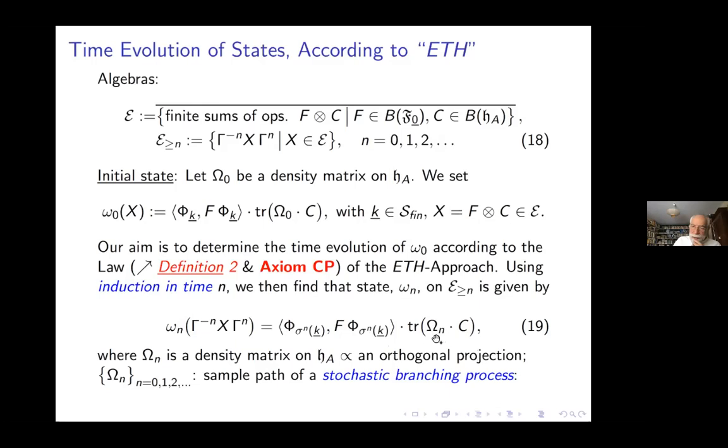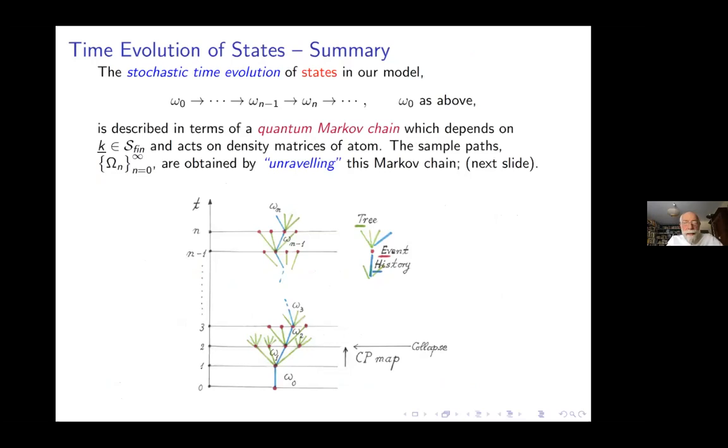We will see that the induction hypothesis says that omega_n is proportional to an orthogonal projection on the space H_A. These density matrices omega_n are sample paths of a certain stochastic branching process that I will now describe. This stochastic branching process is supposed to generate sample paths starting from omega naught. So omega naught gets mapped to a state omega one, gets mapped to a state omega two, etc. Eventually it gets mapped to a state omega_n at time n. Omega naught, I choose to be the initial condition that I specified here.